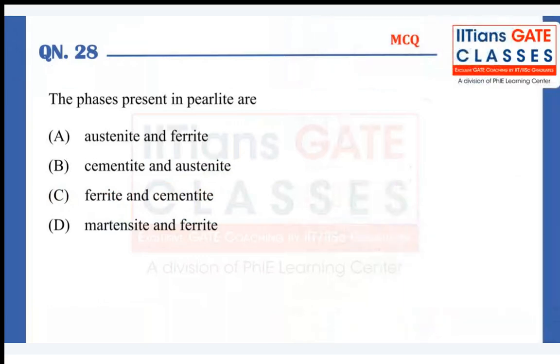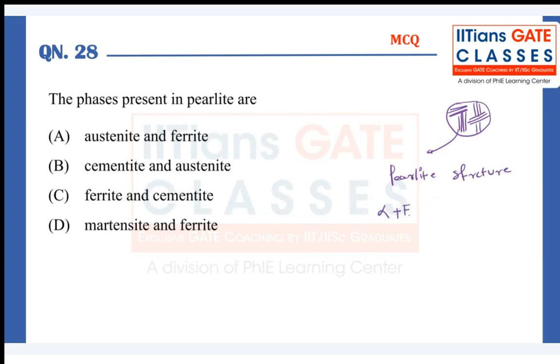Now let us go for the first one. Question number 28. The phases present in perlite are. What are the phases present in the perlite? This we have already discussed, guys. What is the perlite structure? If I take the steel, perlite is the alternate layers of ferrite and cementite. This is your perlite structure, and it is alternate layers of ferrite and cementite, right?